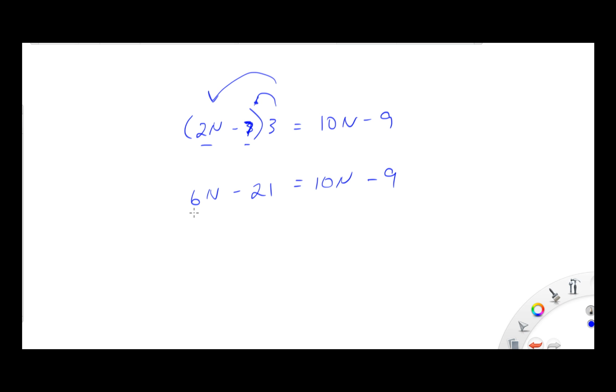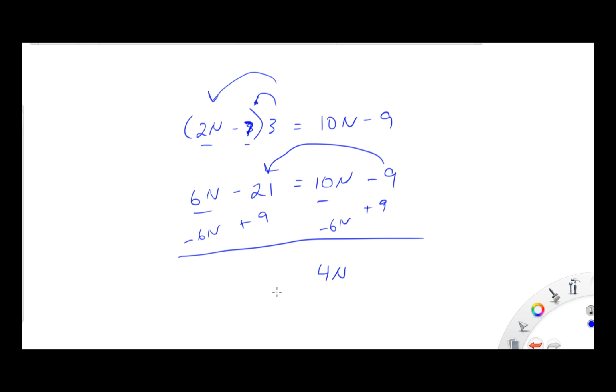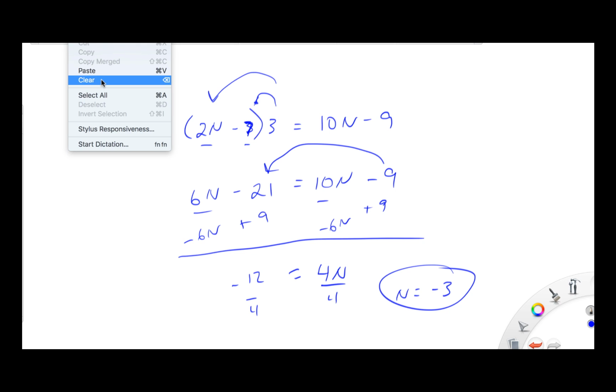All right, let's combine the n's and combine the other numbers. So let's move this 9 by adding 9 here, by adding 9 here, and let's subtract 6n and subtract 6n. So we have 4n, and then 21 and 9 is going to give us a negative 12. We divide by 4, we divide by 4, and n is going to equal negative 3. Okay, so we can solve for that. So you're looking at those kinds of equations and how to solve those kinds of problems.